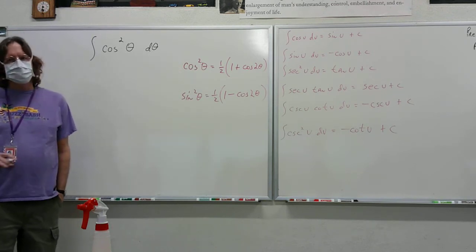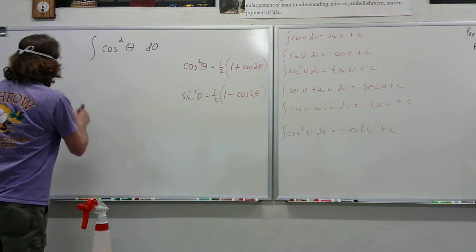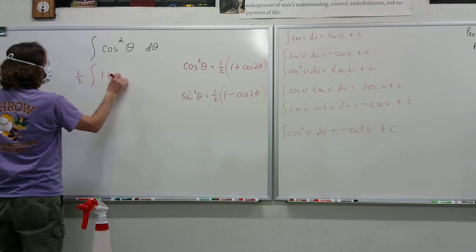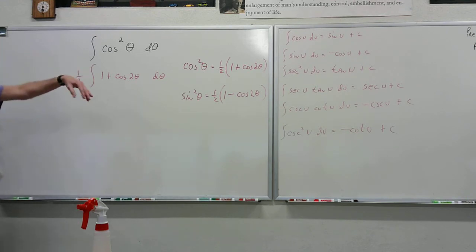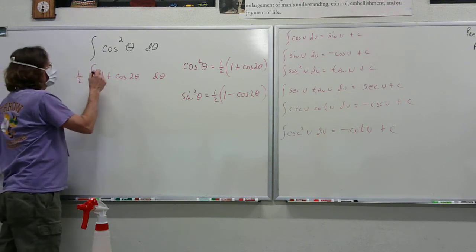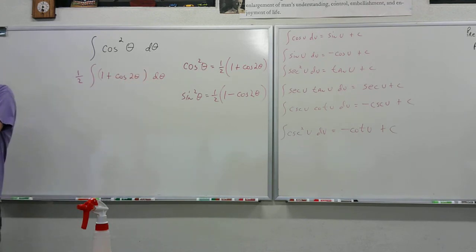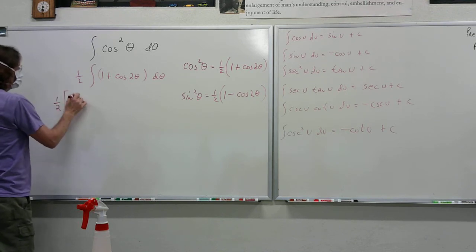Can't teach you sine cubed today or cosine cubed because you haven't learned enough other stuff yet. I can teach you this one because it's a trig identity. 1/2 integral (1 plus cosine 2 theta) d theta. Now, does everybody realize that it's 1/2 times all of it, so I just put it out front? Good with that? And since it's an integral of these two added together, do you realize you can write it as two separate integrals? Is that all right?